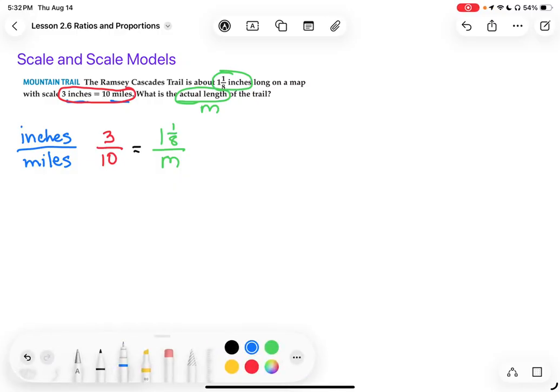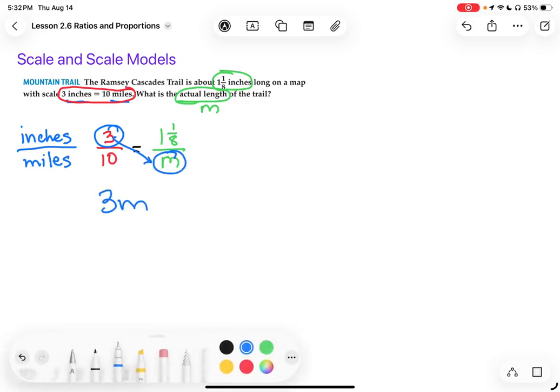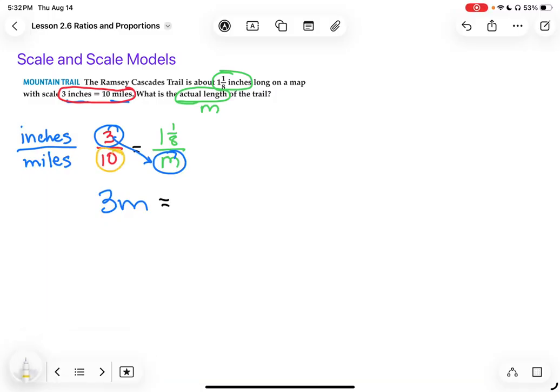Okay, great. So I'm going to go ahead and cross multiply. So let's do 3 times m, which is going to give me 3m. And then for my other ratio, I'm going to do 10 multiplied by 1 and 1/8.